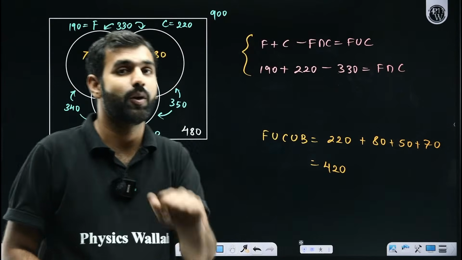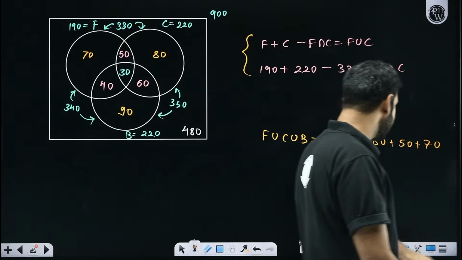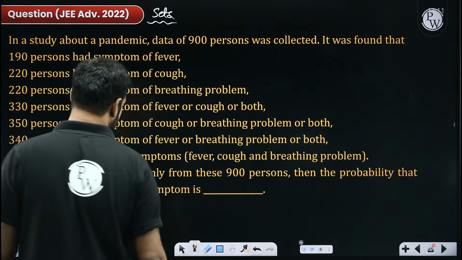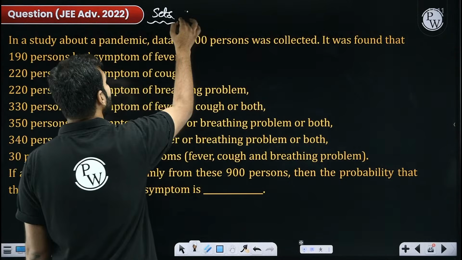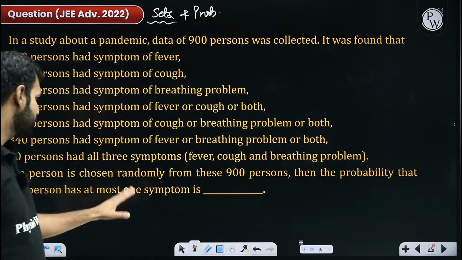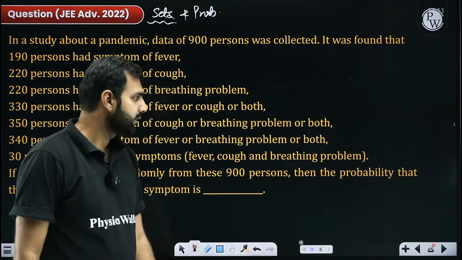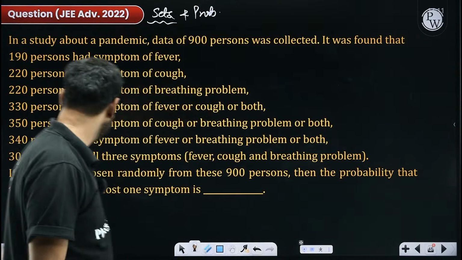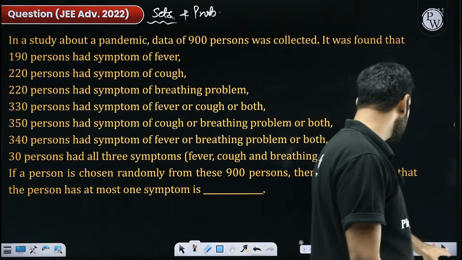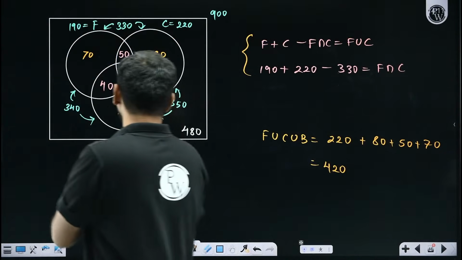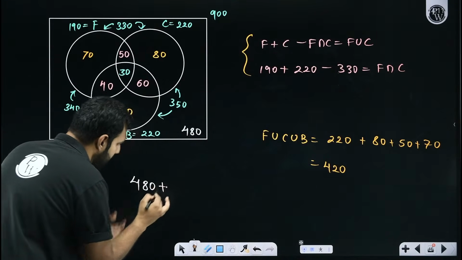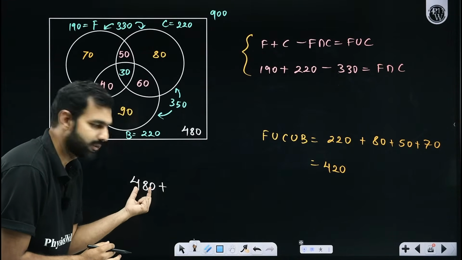Now let's focus on the problem. So far we have calculated the data. Now let's go back to the question. This was a question on sets and probability mixed. One person is chosen randomly from these 900 people. Then the probability that the person has at most one symptom. At most one symptom. At most means what? Zero symptoms is also fine. People with exactly zero symptoms are 480.